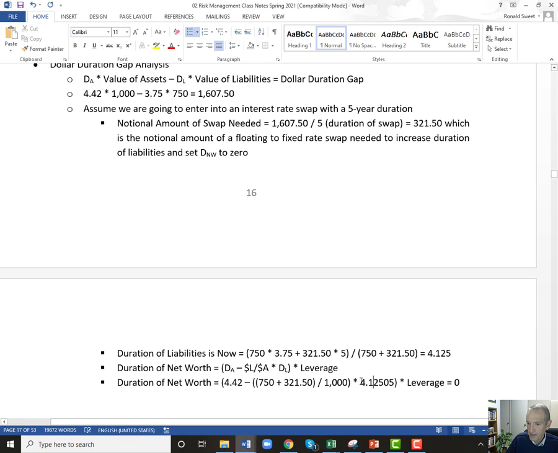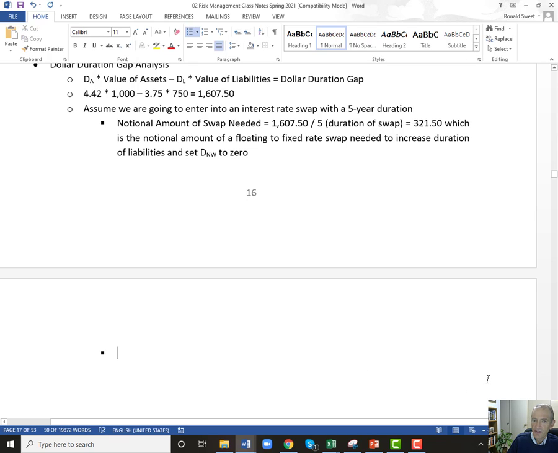Now you won't get exactly 0 because this is a rounded number. It actually goes out. It's 4.125058329 and keeps going on. But if you do this in Excel and go out enough decimal places and use that, you will get a duration of net worth of exactly 0. That's because we've essentially expanded our liabilities, and now our liabilities are greater than our assets. And because of that, our duration of liabilities can be shorter than our duration of assets. And that will give us a duration of net worth of exactly 0. So you might try this. I might let you try it on the next problem and see if you can get it.